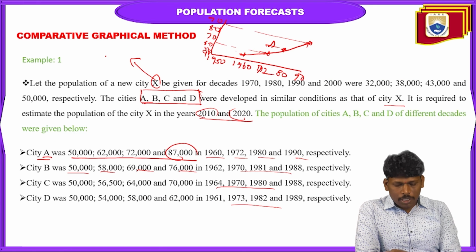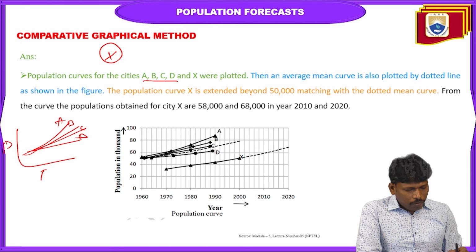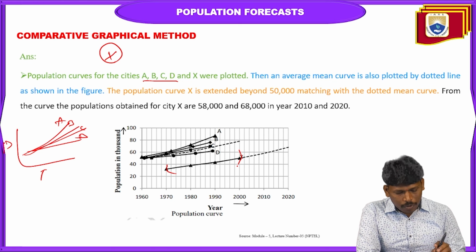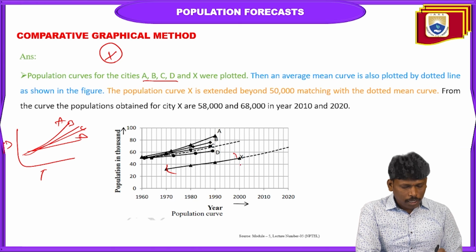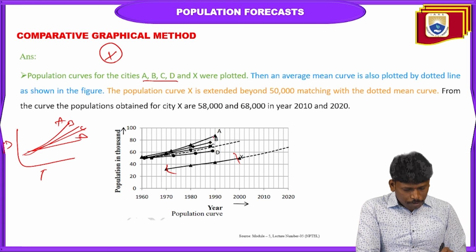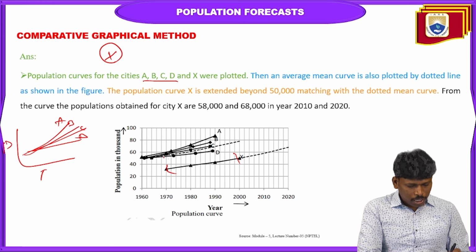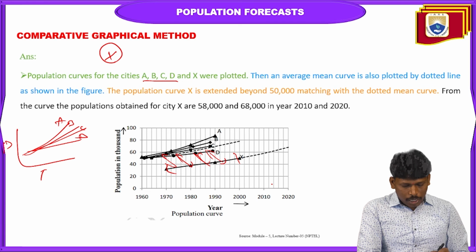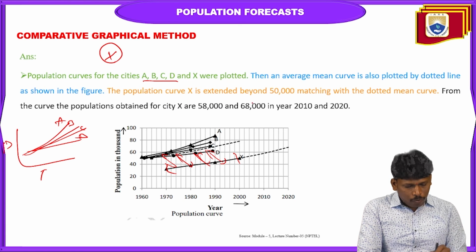The city X population is also given for these corresponding years. Up to 2000 we can draw with the exact values, that's why it is a solid line for city X. You can see this is city X and then the solid line. As I compared the previous cities A, B, C, D with X, there is a lot of difference we can observe in the population growth rate.